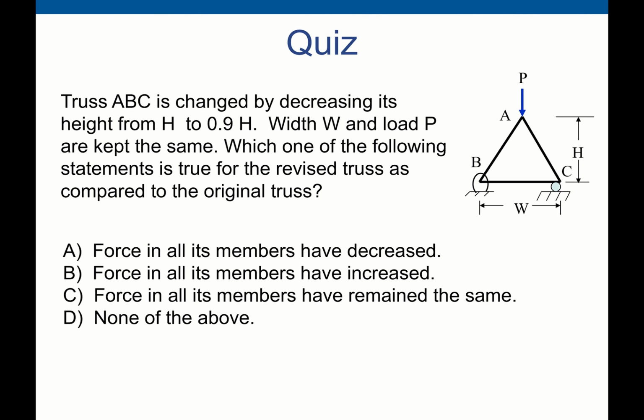Okay, the last question is just a small quiz. If you see the right-hand side, there is a simple truss there, and there is an external force, force P, in the downward direction at joint A. The question is, if the height of this truss has been decreased from H to 0.9 H, so it was 1 H here, but now we have a reduced height, which is 0.9. So the width is the same, but we have a little bit lower height compared to the previous one.